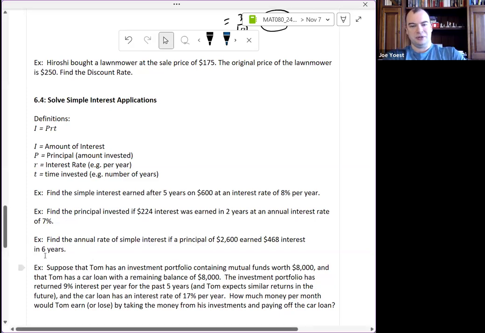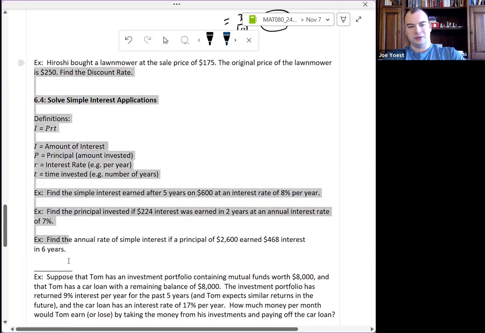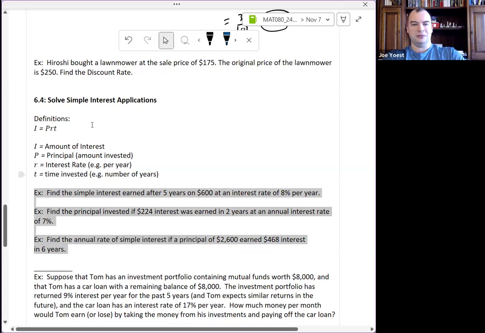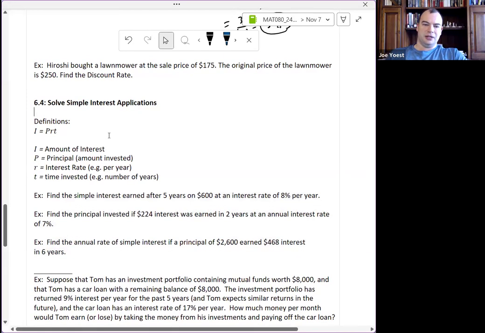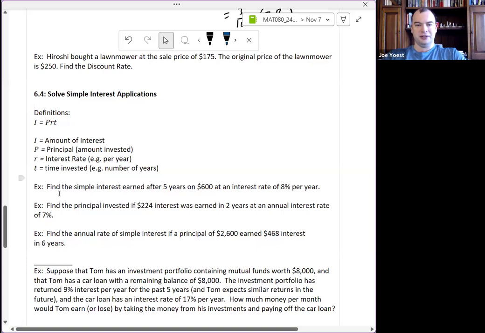So this will be kind of like a bonus question down here for this round, but work on these 4 questions, the Hiroshi one, and then the first 3 simple interest ones. Work on those. Take about 10 minutes. Like usual, I will write a few notes at maybe about 5 minutes or so in.